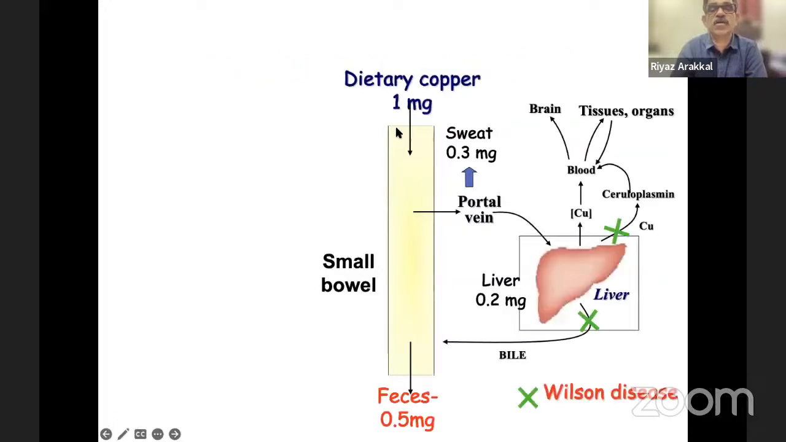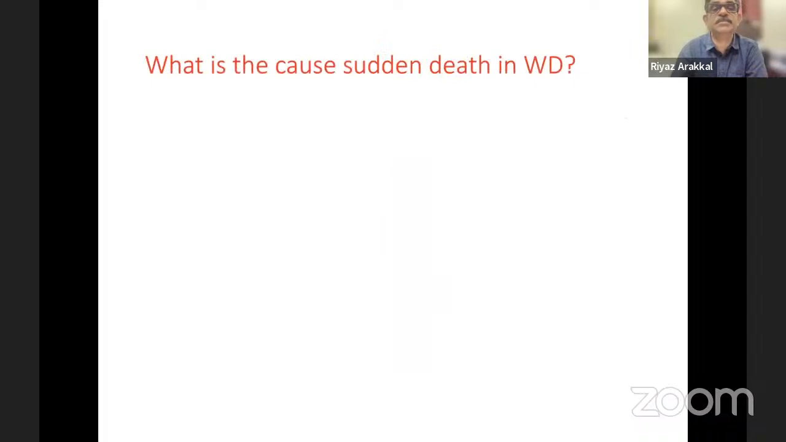You know the copper metabolism: 1 milligram of copper reaches our gut daily. 0.5 milligram is lost in the stool. 0.3 milligram is lost in the sweat. 0.2 milligram goes on accumulating in the liver, because it cannot be transported out of the liver. And that is responsible for all the damage.